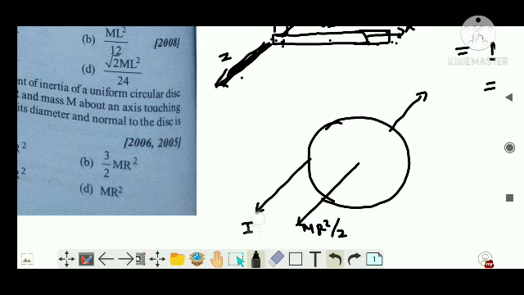So here we are asked what is I dash. This distance is r, the radius, so it is mr squared by 2 plus mr squared. Very easy. So you will get 3 by 2 mr squared. Not that tough.